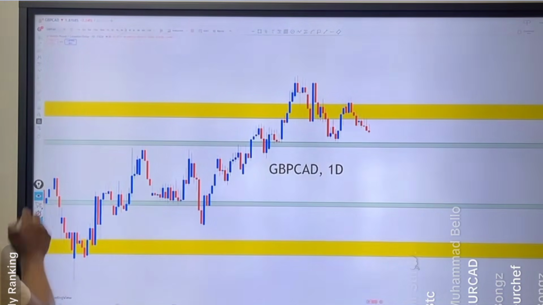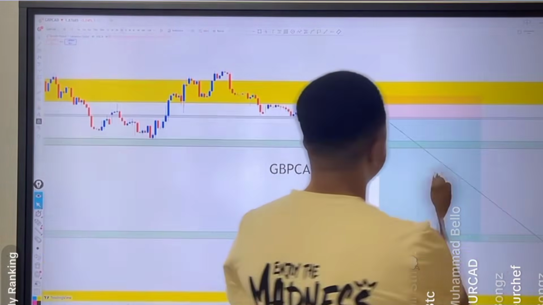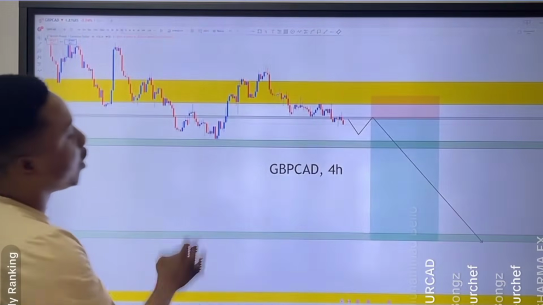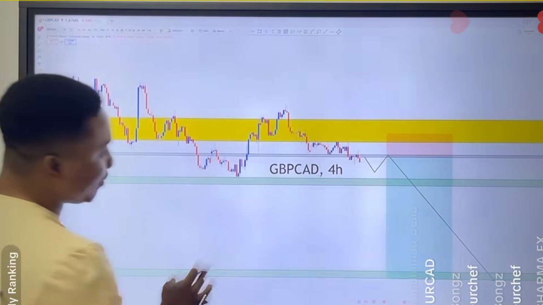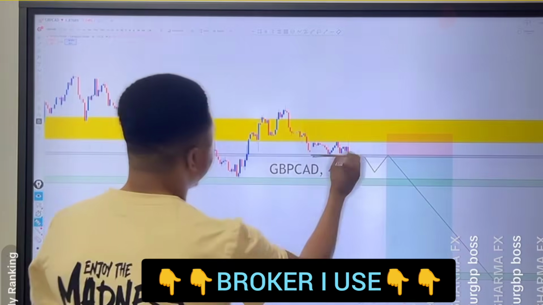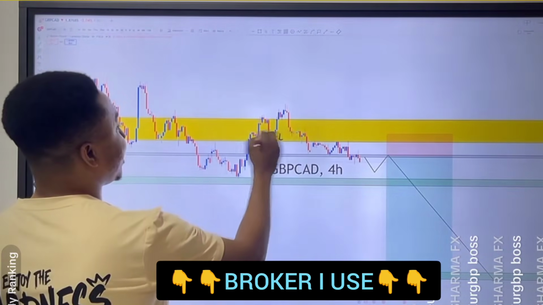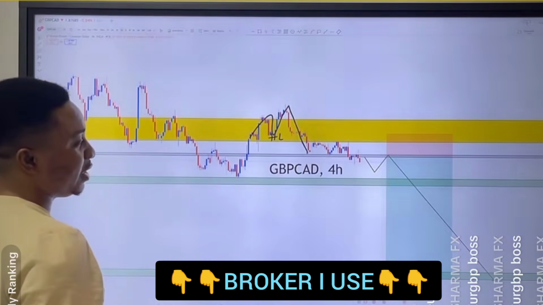All right, let's take it to the 4H where we can prepare for our sales. This is the 4H time frame of the GBP CAD, and this is how we are going to prepare for our first sell to the downside. We have the 4-hour support level here. Price is already in a downtrend. This is the higher low which first got broken to become the downtrend.